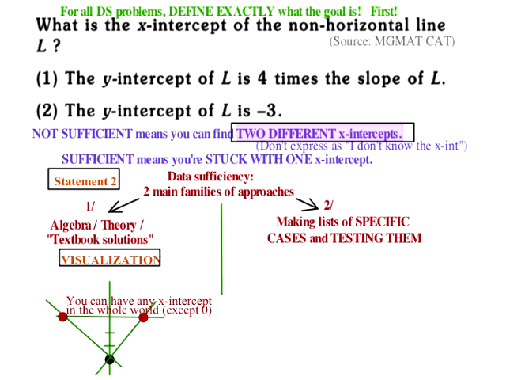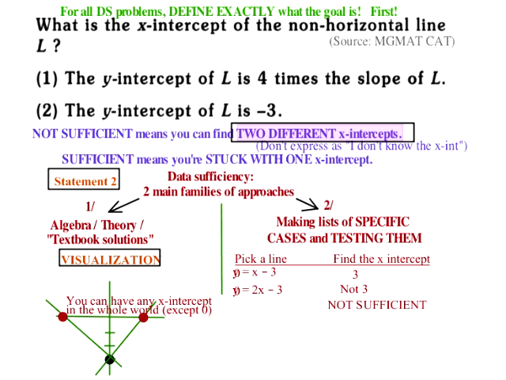But okay, you could also make a list of cases here too. It wouldn't take you very long, right? So pick a line, and then find the x-intercept. Anything whose y-intercept is -3, right? So you can do y equals 1x minus 3, and then y equals like 2x minus 3. Well, the x-intercept of those, you set them equal to 0. If you solve that, that's 3, and this is, whatever it is, definitely not 3. So, not sufficient. Boom. Done. So, overall, this is A.